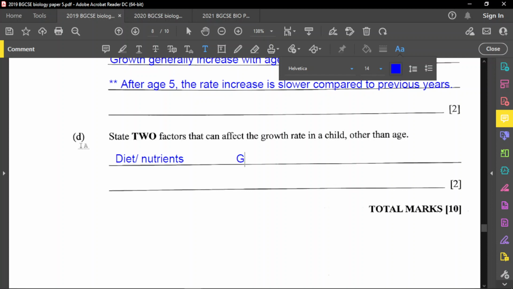It can also be on your genes as well. Genetics could play a role in this as well. So it can be genes or genetics or heredity. All right.